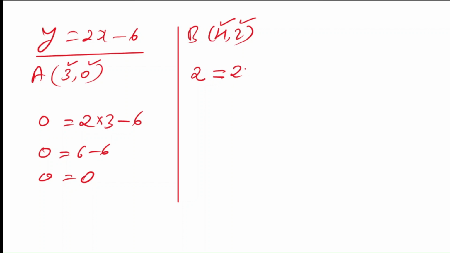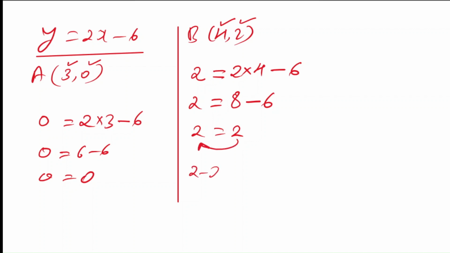Now what is next? It is x. So here, in place of x, what will you write? 4 minus 6. So now 2 equal to 2 fours are 8 minus 6. So here 2 is equal to 8 minus 6, which is 2. Aren't they the same on both sides? If they are the same on both sides, that means if you take any of this on either side, it is going to give you 0. So if this condition is fulfilled, that means this point B is lying on the line y = 2x - 6.